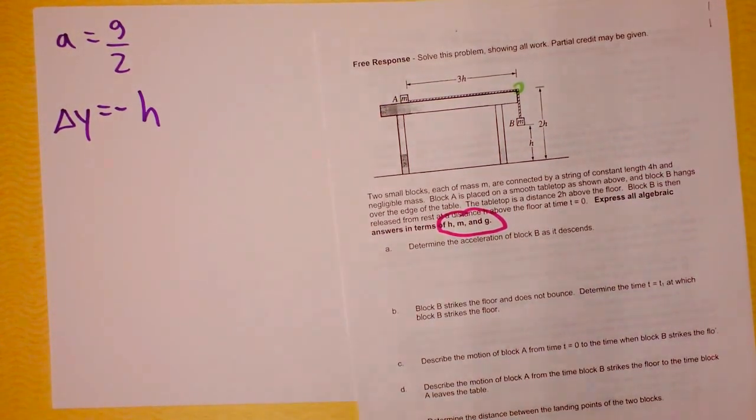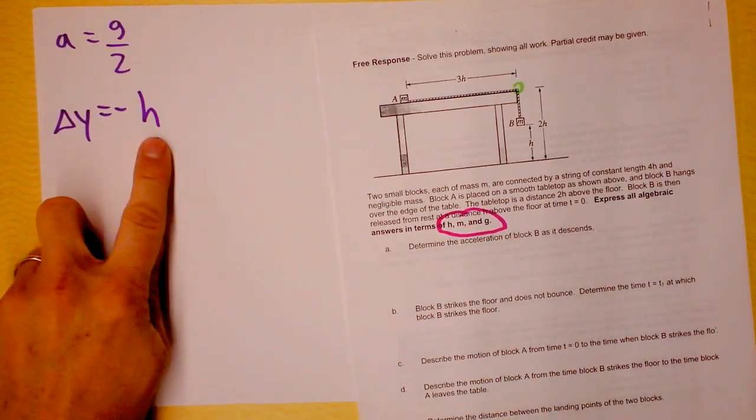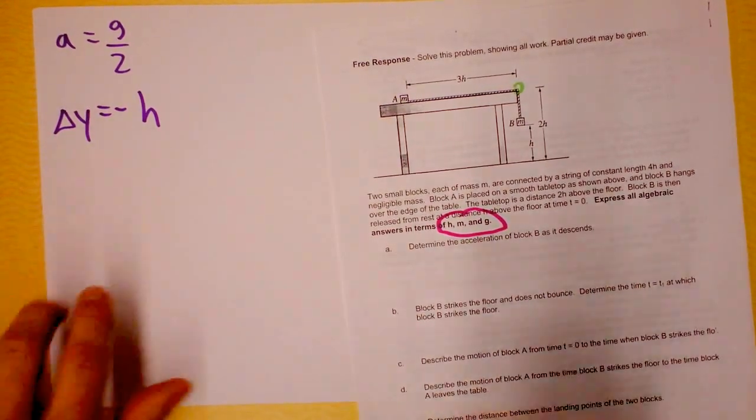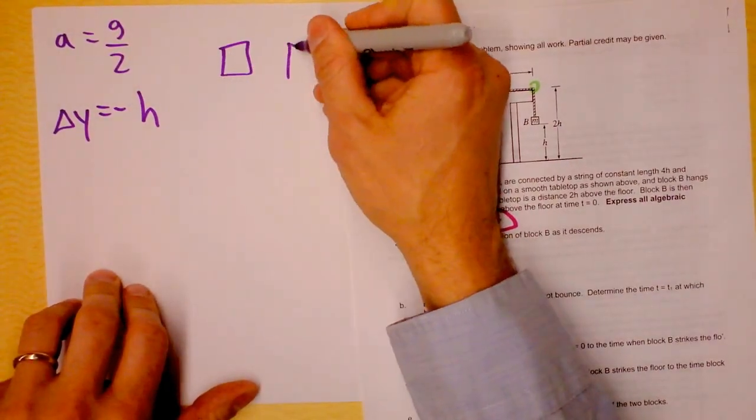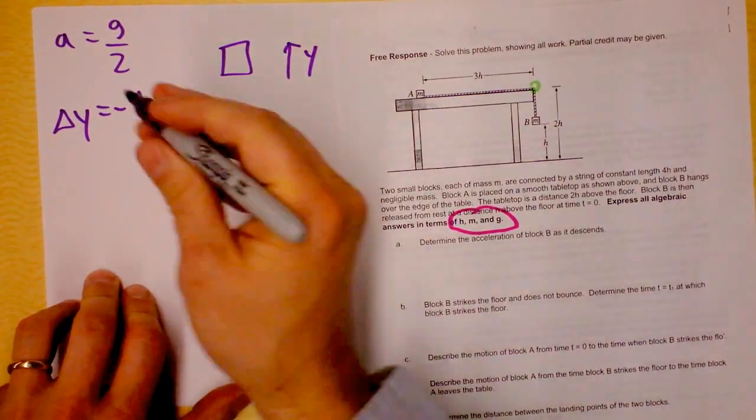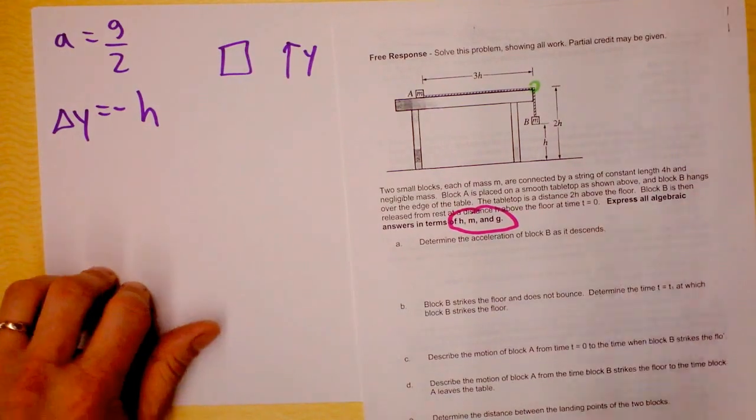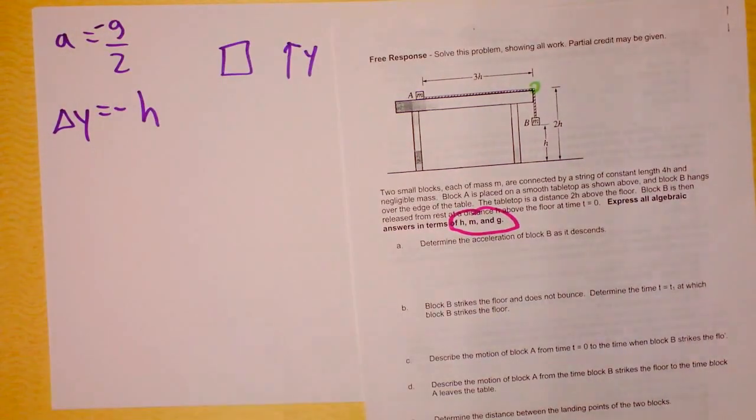Awesome. Now what? And then acceleration. Oh, we know that, I already wrote it down. Should it be negative, if we're saying delta y is negative h? Yeah. Sorry, I'm doing this problem where this direction is the y direction. It just feels more natural. So that's going to be a negative acceleration. Okay, then what?